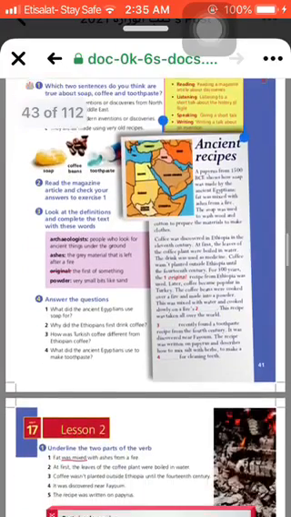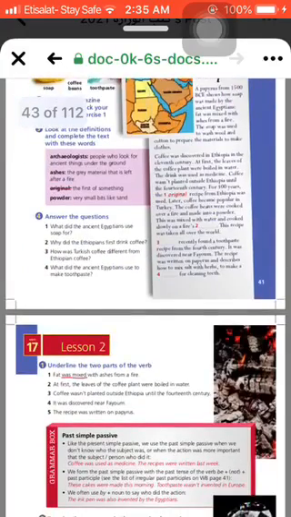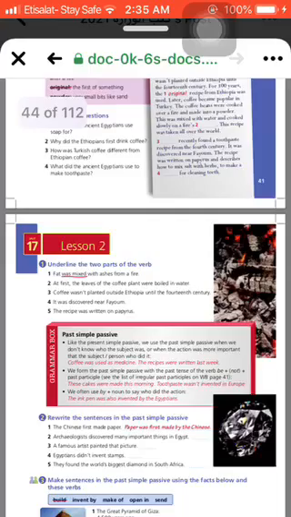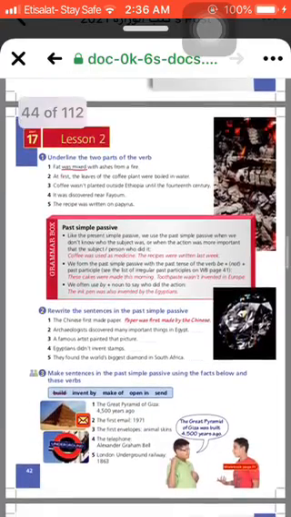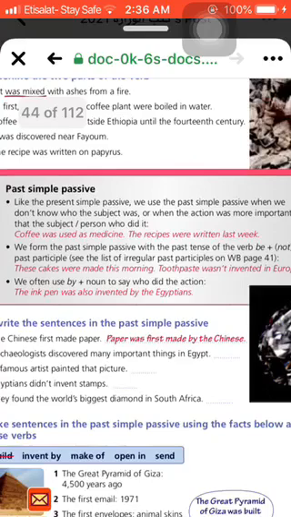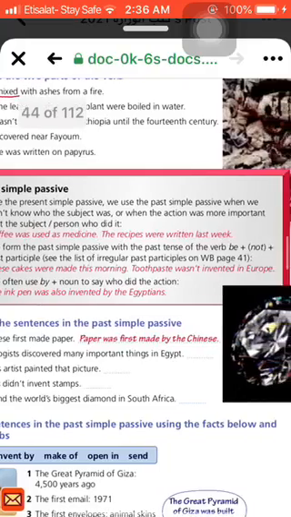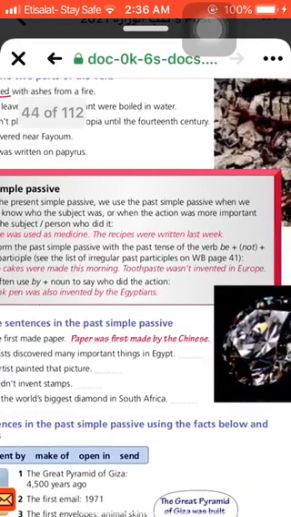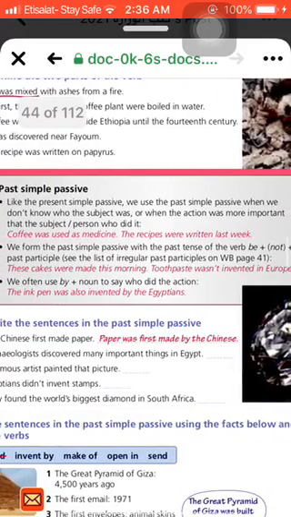Unit 17 is very important, and I'm going to illustrate the grammar lesson, which is the past simple passive. As we can see here, like the present simple passive, we use the past simple passive when we don't know who the subject was or when the action was more important than the subject.